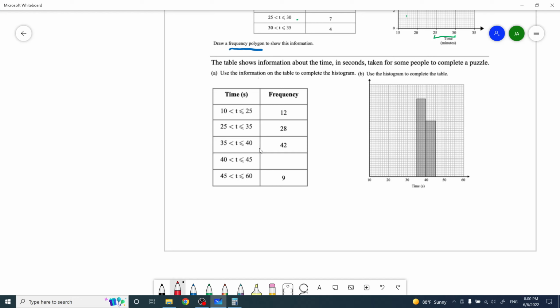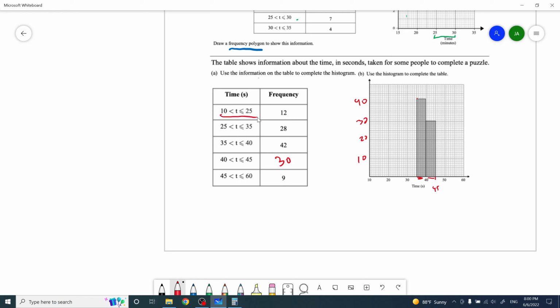Okay, so 35 to 40, that's going to be here, right? It says it goes up to 42. So whatever this is, 42. So that must mean this is going to be like 10, 20, 30, and 40, right? So it goes up to here, 42. Okay, so that must mean that this here, 40 to 45, this must be at 30. Okay, so excellent, great. Now, let's go ahead and fill this in for the rest of ours.